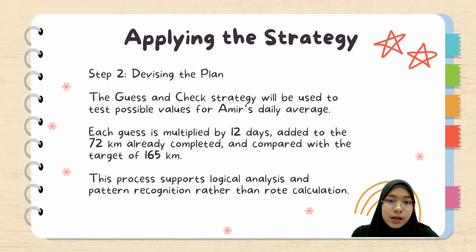If the result is lower than 165, the guess is too small. If it is higher, the guess is too large. Through systematic adjustments, we move closer to the correct value. This approach is simple, but it encourages analytical thinking, pattern recognition, and logical refinement, all key components of mathematical reasoning.